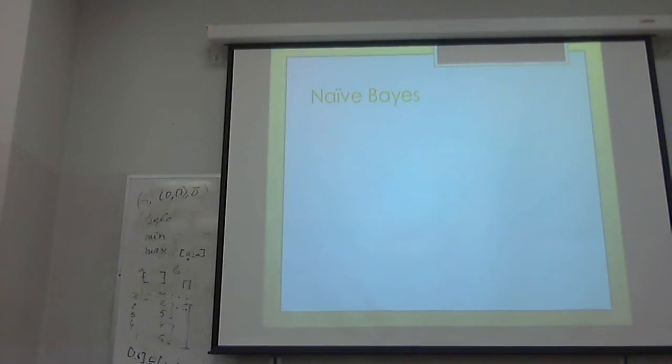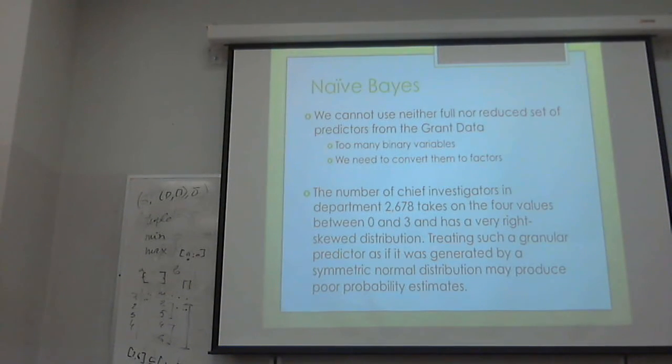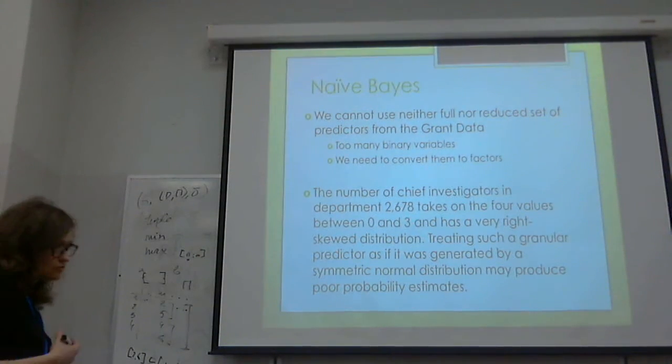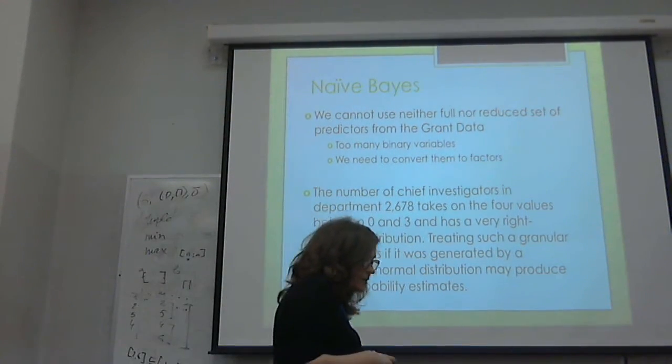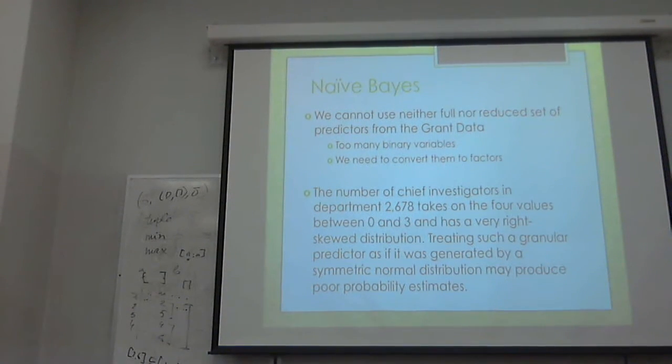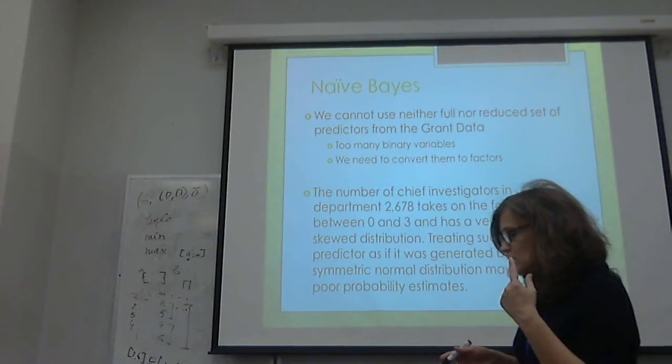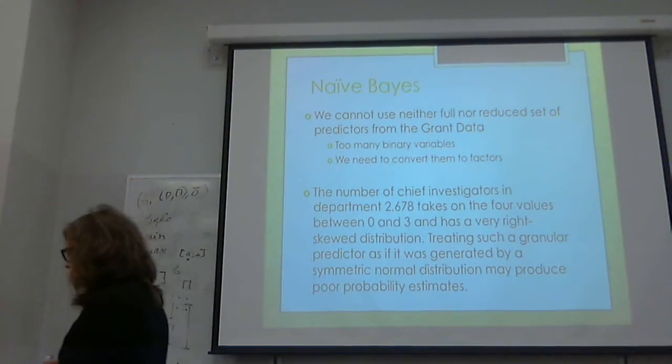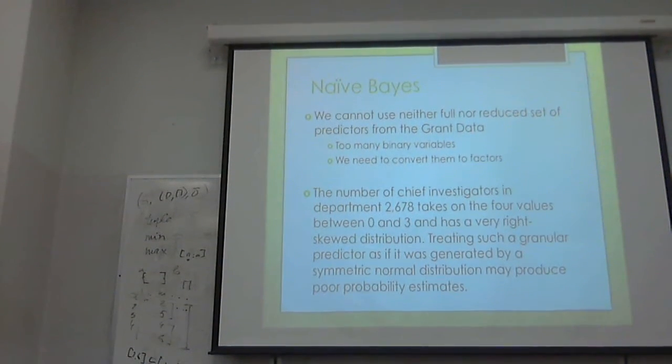And I'll tell you why. The variables should be processed. We cannot use it as is because of too many binary variables. And we did convert them to factors, and I'll show you. Converting to factors means you do the numbers. So you do not do 12 columns for the months of the year. You do one column, and the number is 1, 2, 3, 4, up to 12.